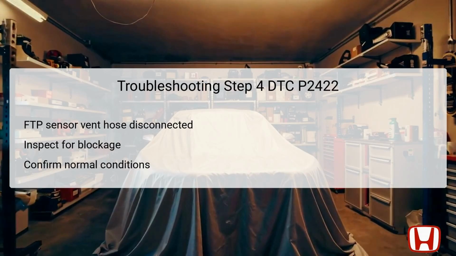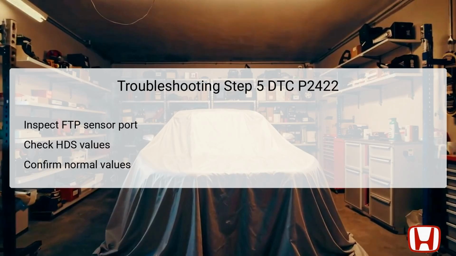This is a critical step because the FTP sensor plays a pivotal role in monitoring fuel tank pressures, and any faults here could mistakenly trigger DTC P2422. The fifth troubleshooting step involves inspecting the FTP sensor port itself. Begin by disconnecting the FTP sensor vent hose from the FTP sensor while keeping its connector attached. With the sensor still connected, turn the vehicle ignition to the on position to allow the HDS to take readings.